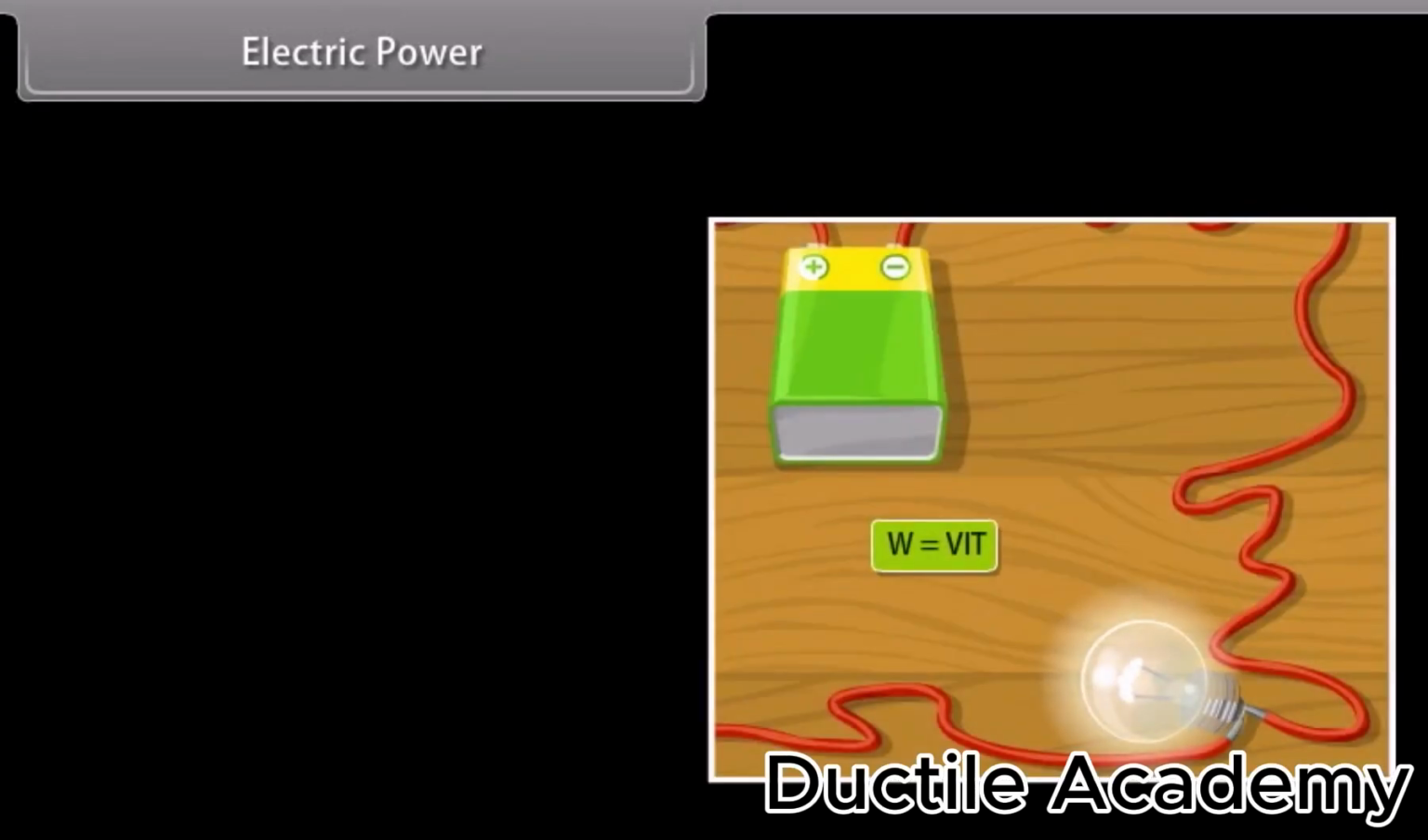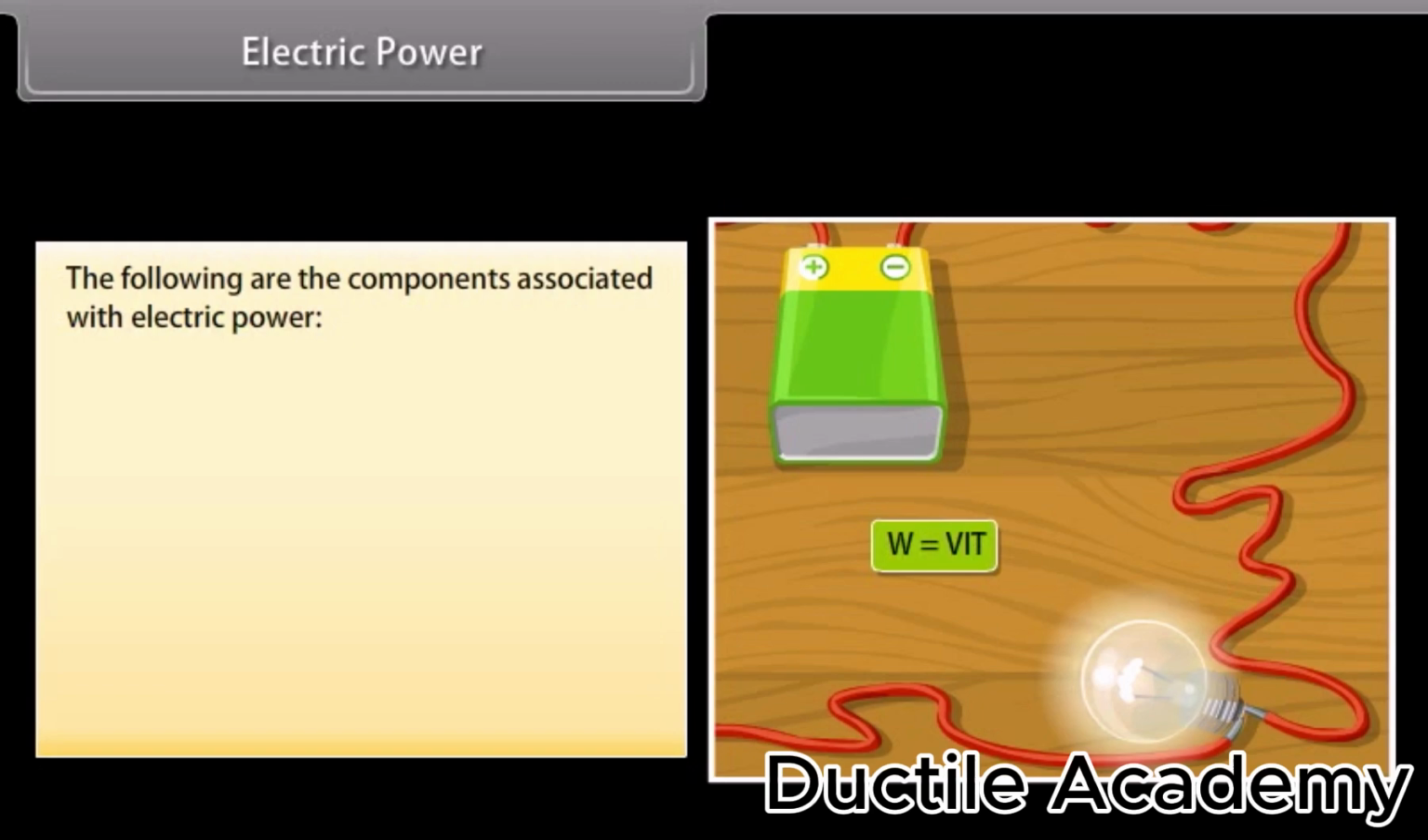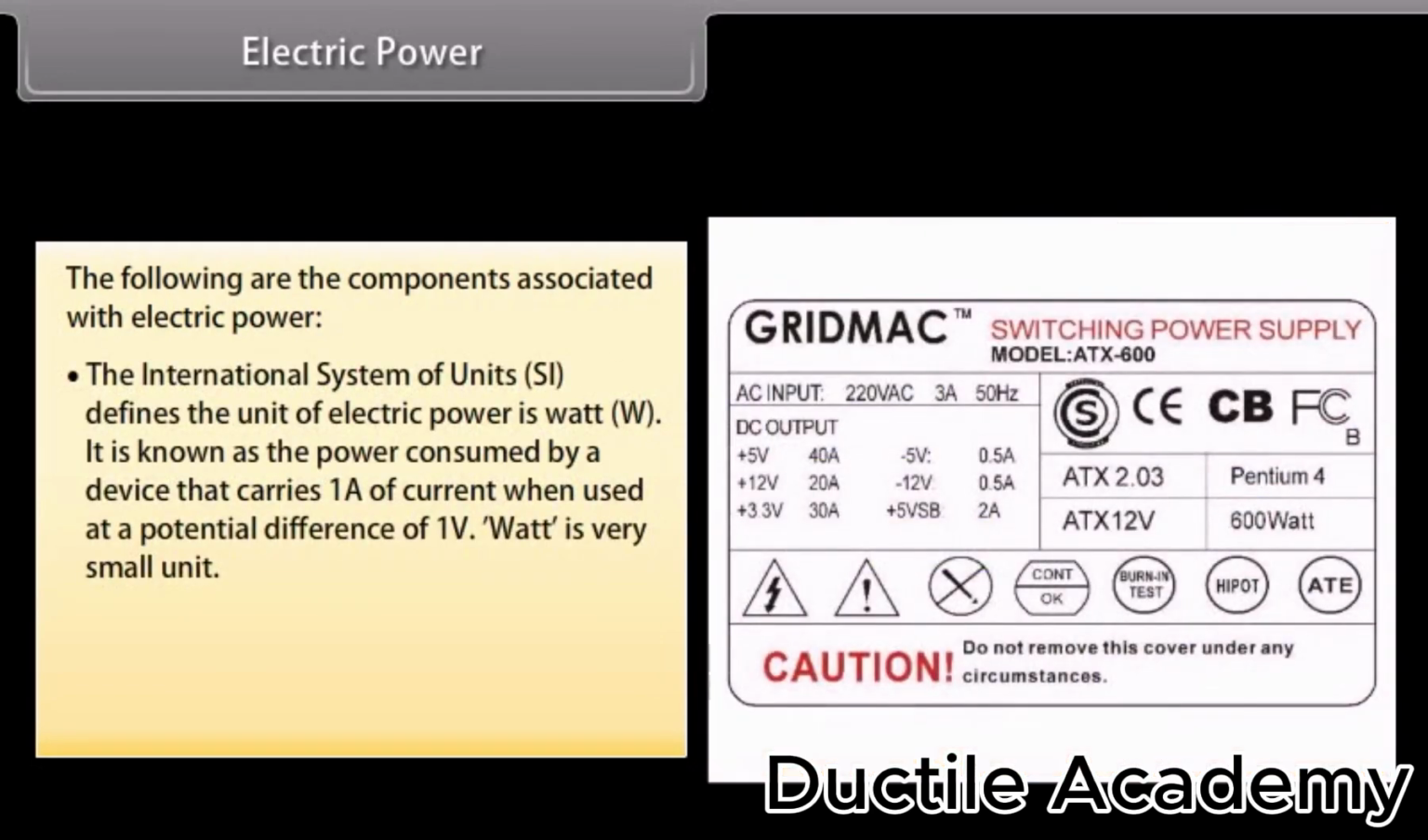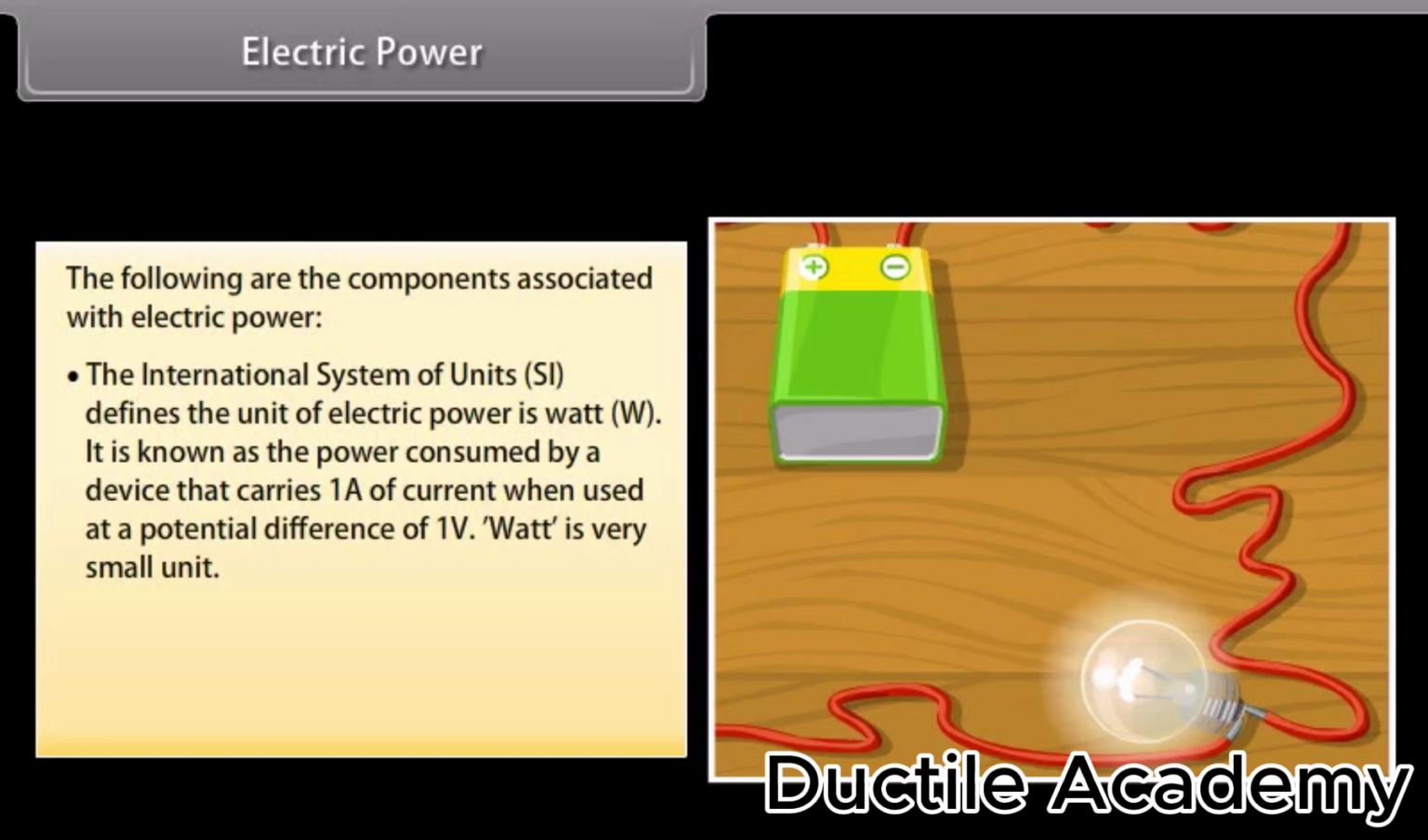Electric power. Electric power is the rate at which electric charge is transferred by an electric circuit. This is commonly known as electric power. The following are the components associated with electric power. The International System of Units, SI, defines the unit of electric power as the watt, W. It is the power consumed by a device that carries 1 A of current when used at a potential difference of 1 V.